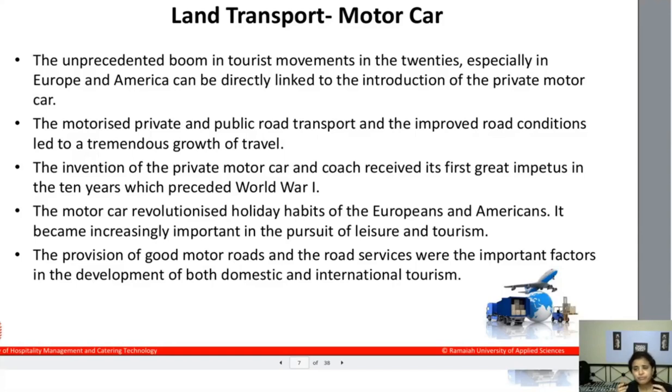So road transport was highly seen after World War One, and it has contributed a lot in domestic tourism plus international tourism. Now international tourism, when we say, it's like within the continents, there are people who travel from India to Europe, or people who are traveling from India to China. So this is through the various land mediums.